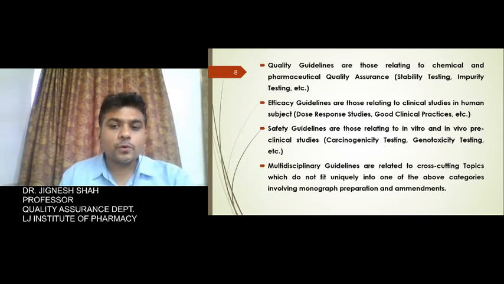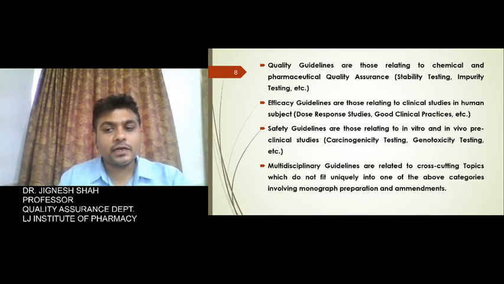The second most important guidelines in ICH is efficacy guidelines. Efficacy guidelines are those guidelines which are related to the clinical trials or clinical studies which are performed on human subjects. It involves dose response studies. It involves details about good clinical practices. Also it provides details about informed consent form.